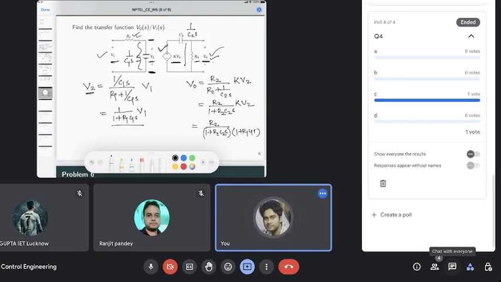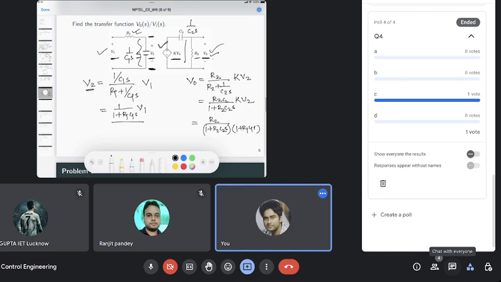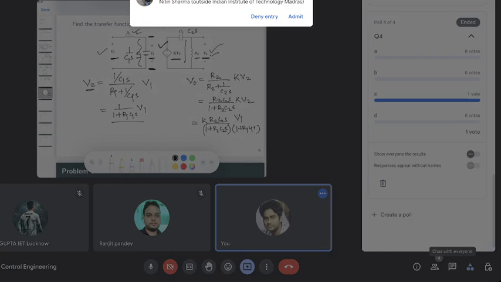Okay, so we have C2 also there, right? C2s, right? K times V1. Okay, let's compute this.